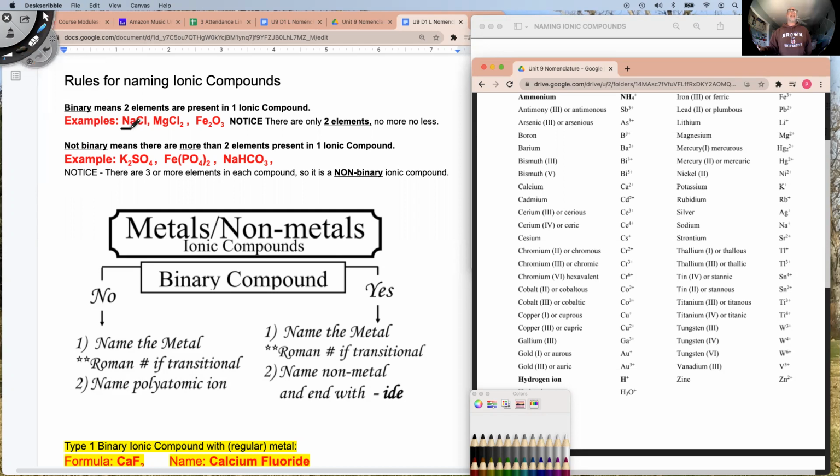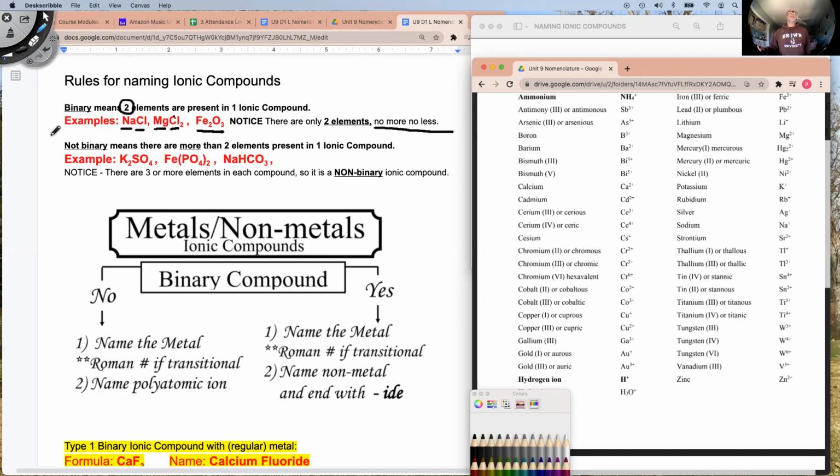So this one has an Na and a Cl. This is binary. I know you're going, wait, there's 3 here. There's a magnesium and 2 chlorides. No, it's the number of total elements. So this has 1 magnesium and a couple of chlorides, but it just has magnesium and chlorine in it. This compound here, Fe2O3, is also binary because there are only 2 elements. Yes, there are 2 irons and 3 oxygens, but there's only 2 elements overall. No more, no less. That's what binary means: 2 elements.